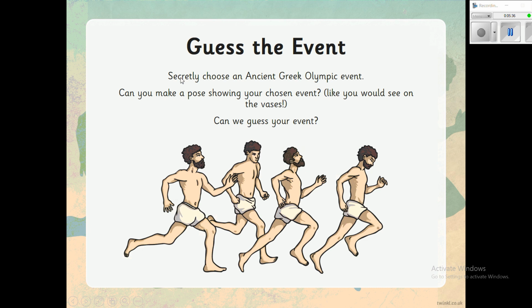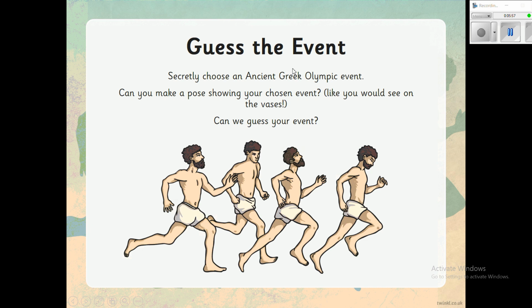We'll guess the event. So secretly choose an ancient Greek Olympic event. Any of the ancient Greek events that we've looked at, you can choose one. And I want you to make a pose showing your chosen event. So I want you to stand in a position, imitating or acting almost in a frozen position, your ancient Greek Olympic event, and then get a picture of it, send it in.